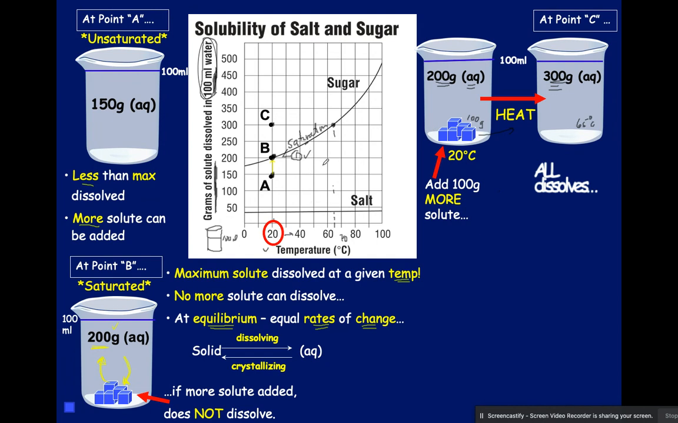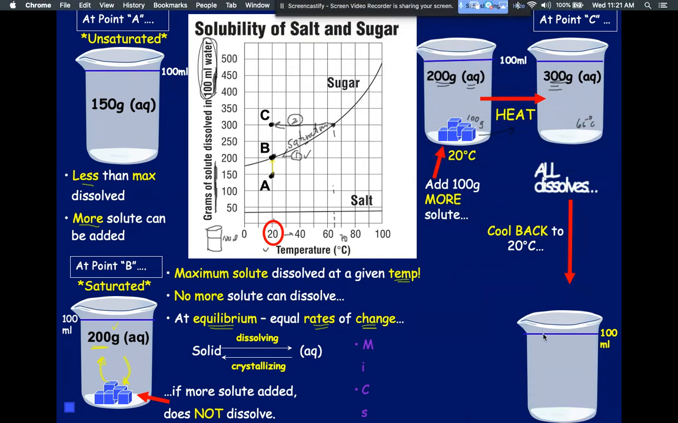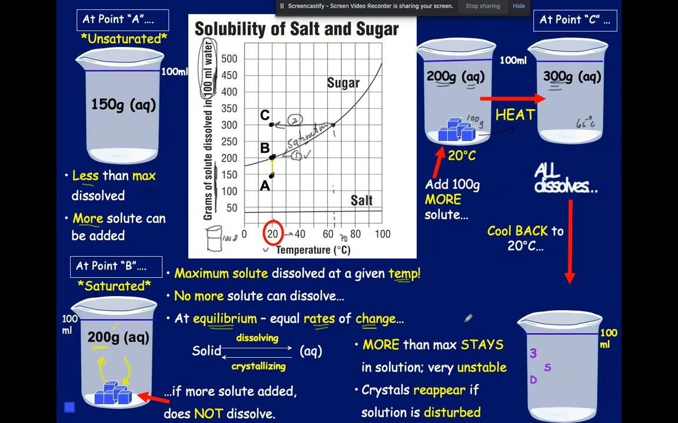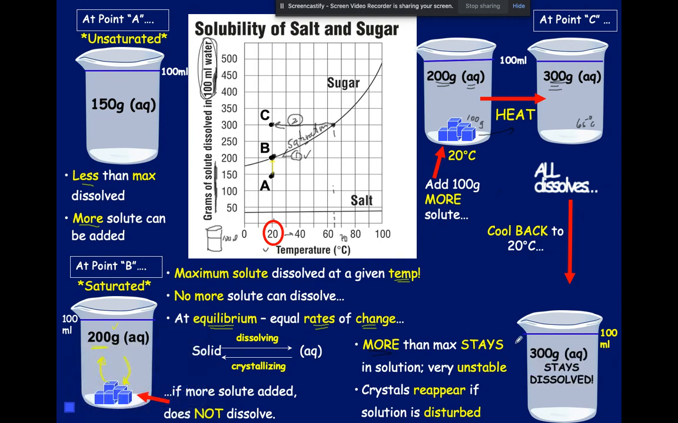However, sometimes something interesting happens, and what happens is we go backwards and we cool, but the solute does not come out. It actually remains in the beaker dissolved. If I cool back to 20 very, very slowly, sometimes more than the maximum stays dissolved. And this is an interesting point: if more stays dissolved, then the 300 stays in there, and it kind of gets stuck.